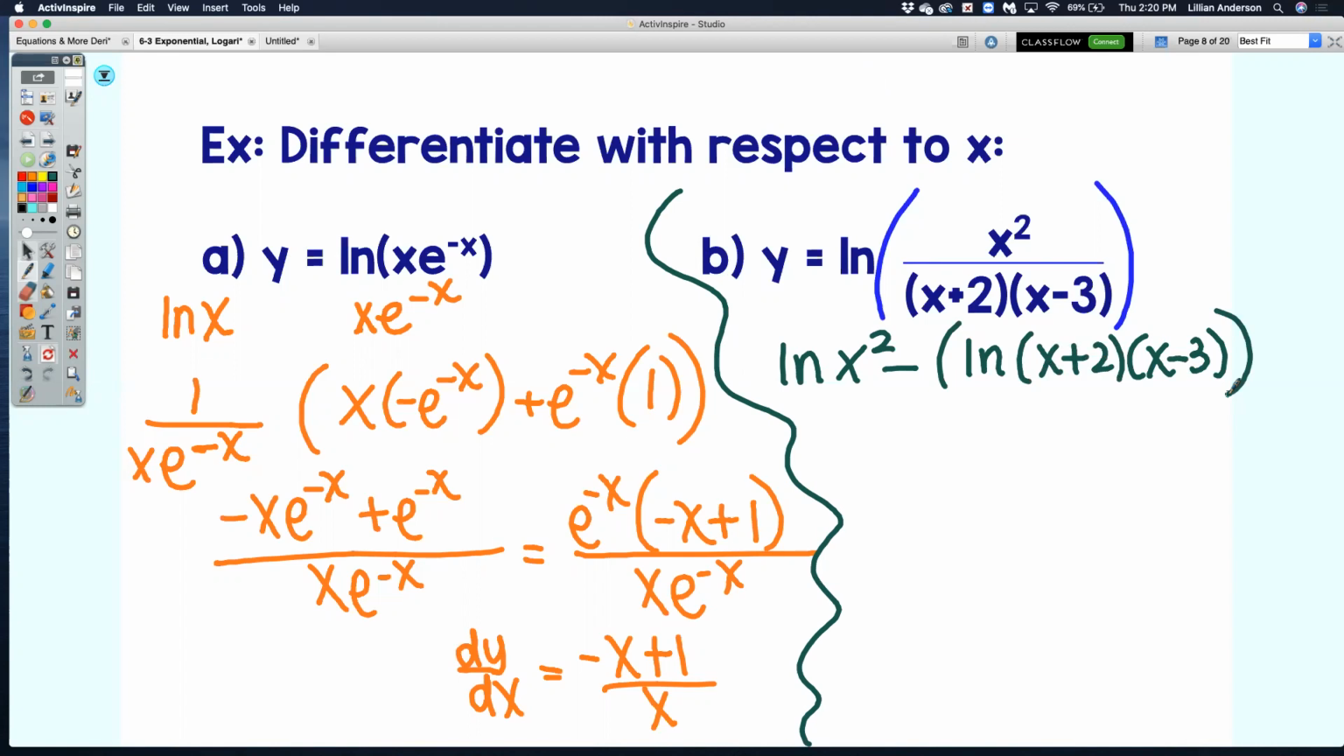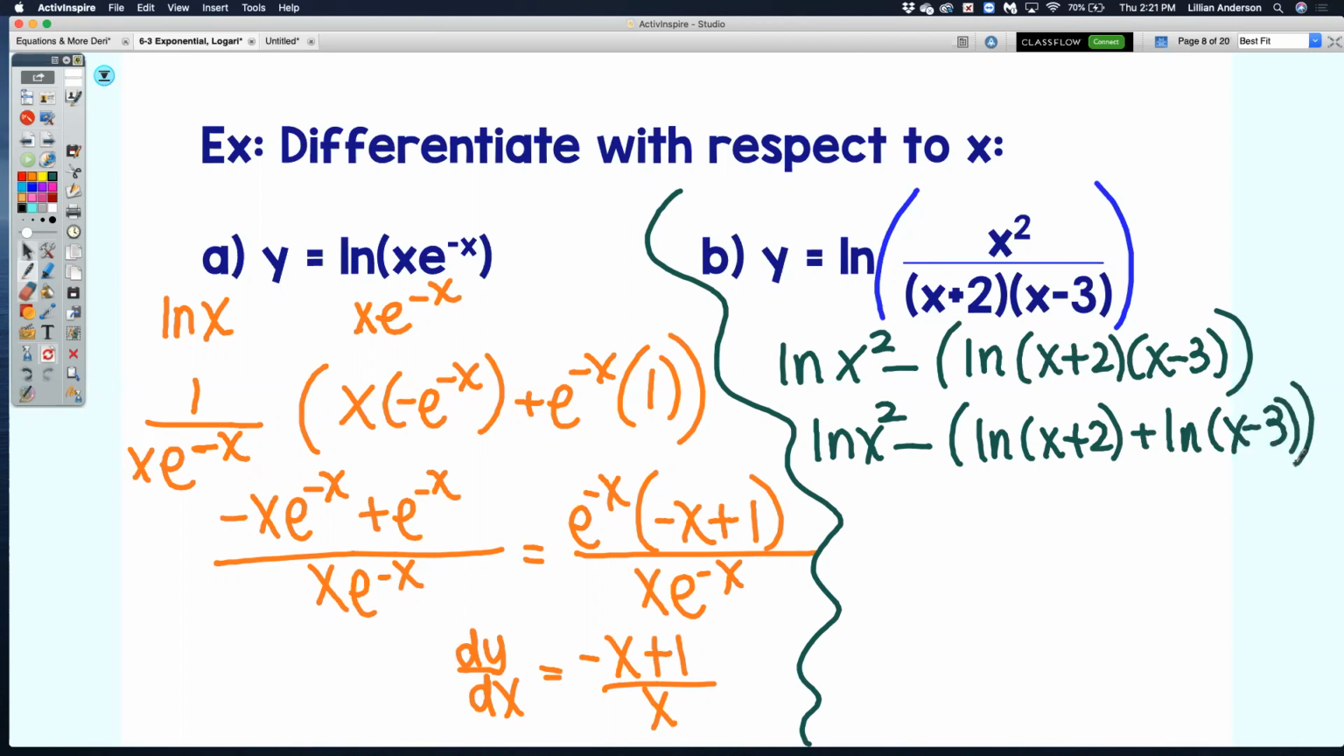And because these are being multiplied together, I can continue to expand it some more by doing what here? Addition. So this becomes the ln of x squared minus the ln of x plus 2 plus the ln of x minus 3. If you notice, I have parentheses around this entire second part because both of these things were originally in the denominator. So what am I going to have to do to that minus? Distribute.